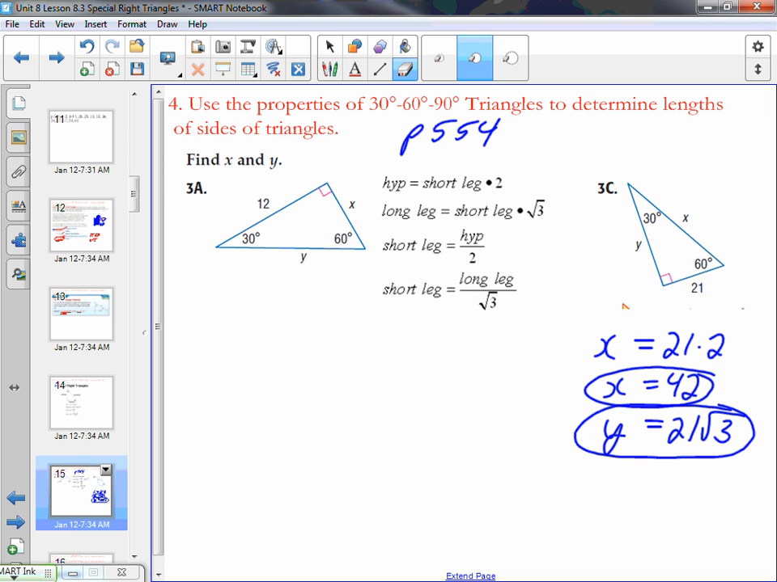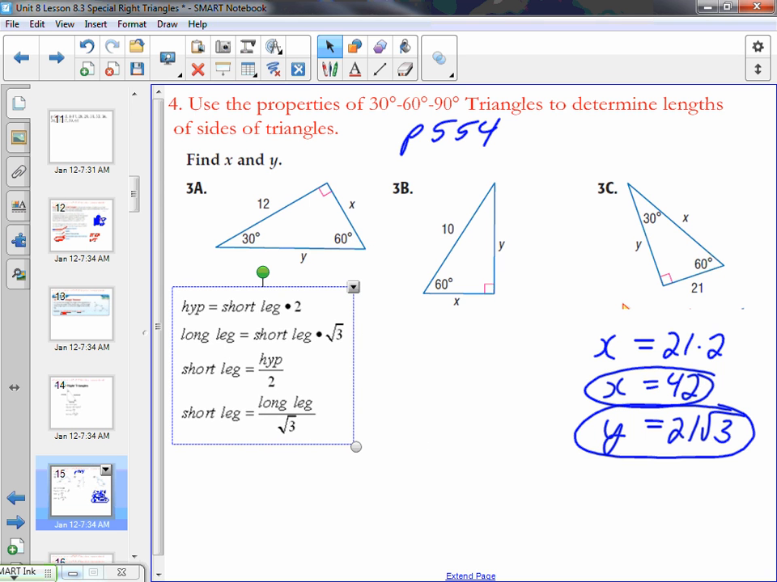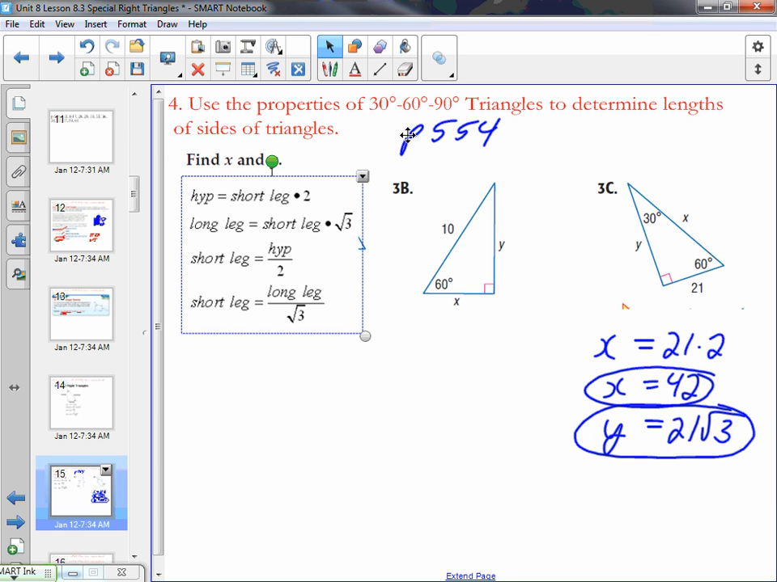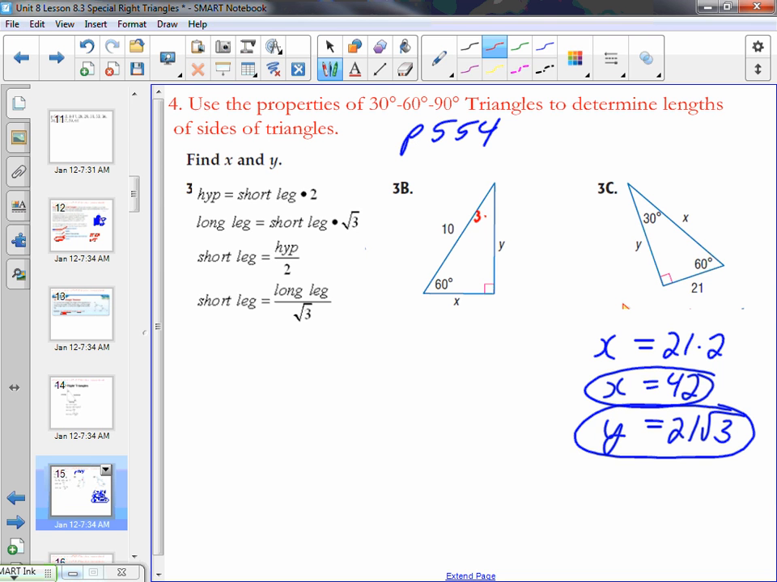Questions? All right, let's work our way backwards. Let's do 3B. Are we positive that 3B is a 30, 60, 90? Yeah, the missing angle's got to be 30. Now, this time, though, we don't know the short leg. That's the 30. I wish I knew the length of that side right there, but I don't. If I don't know the length of the short leg, I find the length of the short leg. So we need to find the length of the short leg.